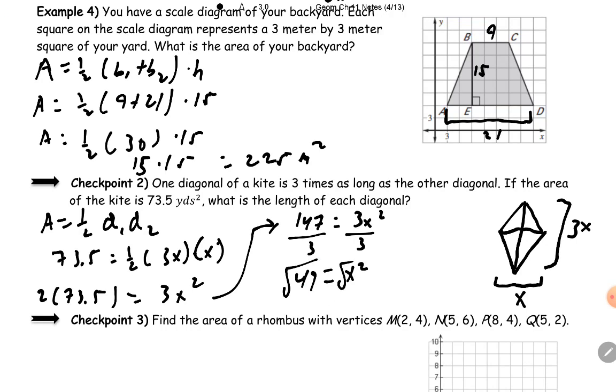Take the square root of both sides. 7 times 7 is 49. So one diagonal is 7 yards. And diagonal 2 would be 3 times that, which is 21 yards.